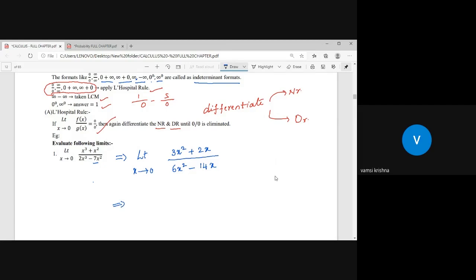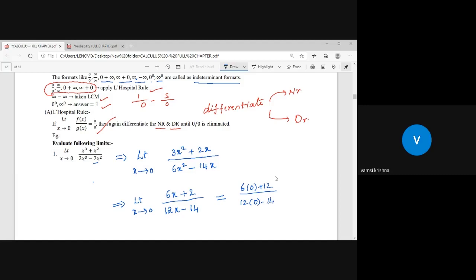So if you apply the L'Hospital's principle, limit x tends to 0, x square differentiation is 2x, 2 into 3, 6x, 6x plus 2 by, here 2x, 2 into 6, 12x minus 14. 14x differentiation is 14. Now if you substitute in place of x 0, then there is no 0 by 0 form. Yes, happily you can substitute now. 6 into 0 plus 2 divided by 12 into 0 minus 14.